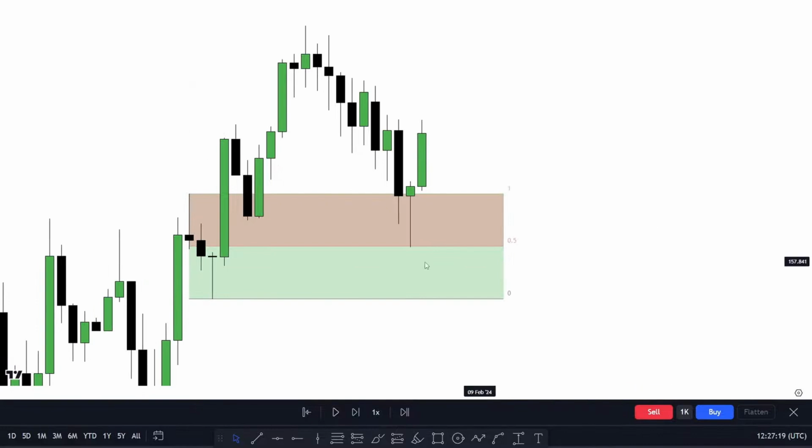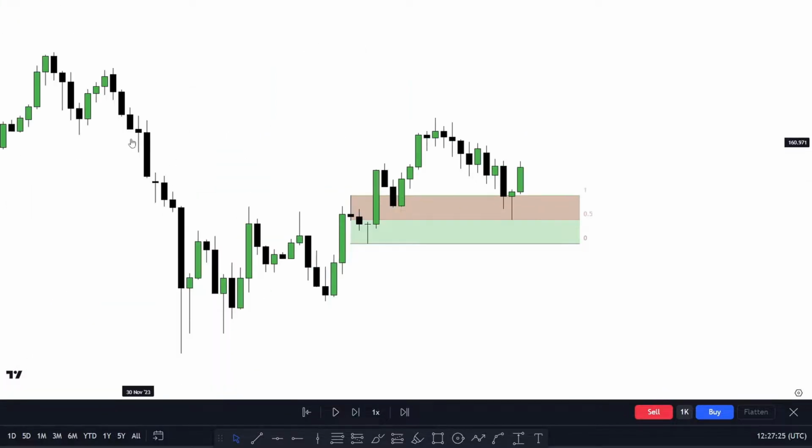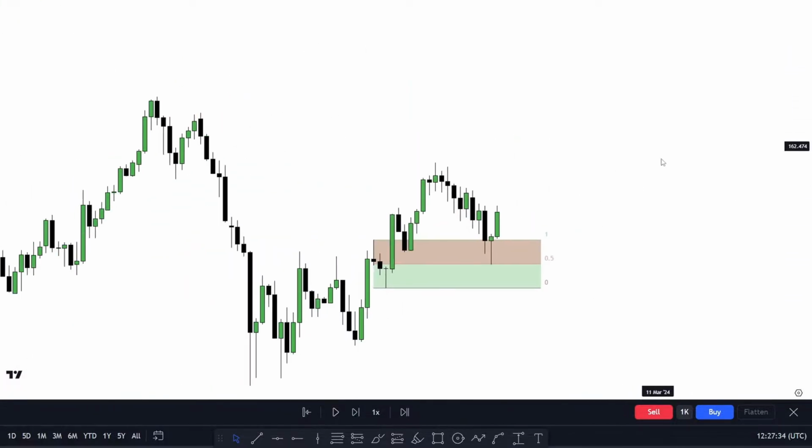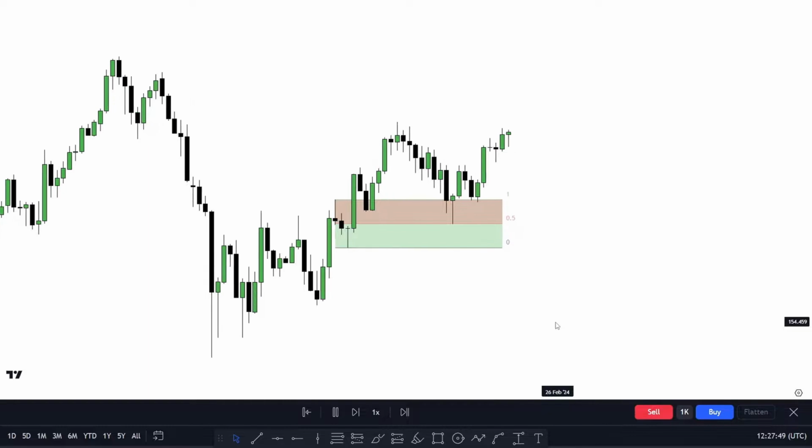Institutional orders work like this. They take entries in very small areas and catch their move. Now, we can target this order block. We can target its high because we took an entry from the discount order block at the mean threshold in an uptrend. Let's see what the market does.